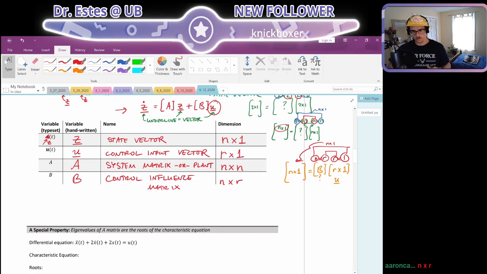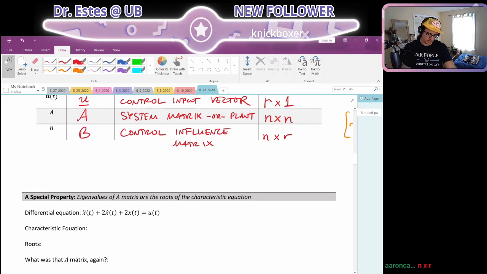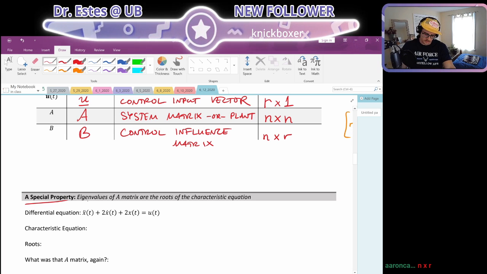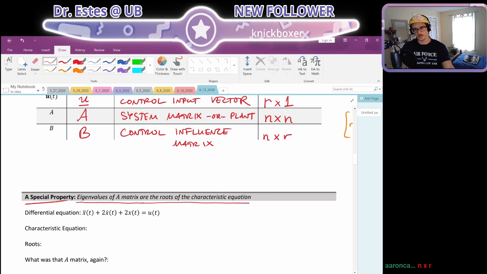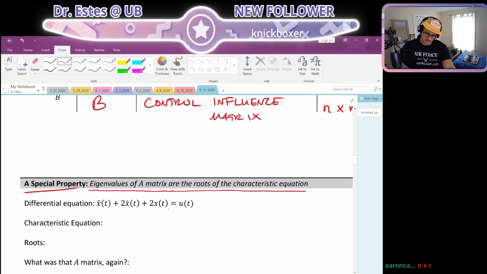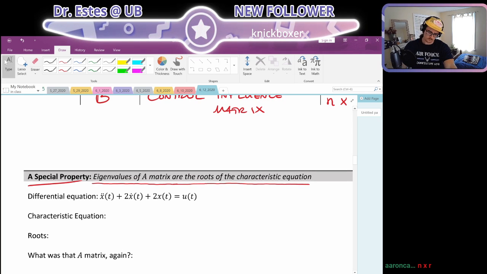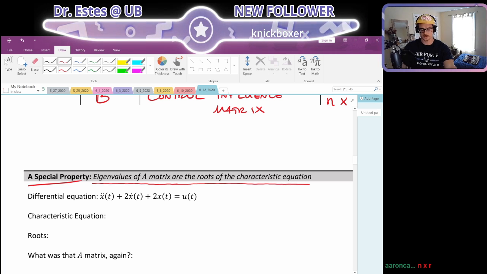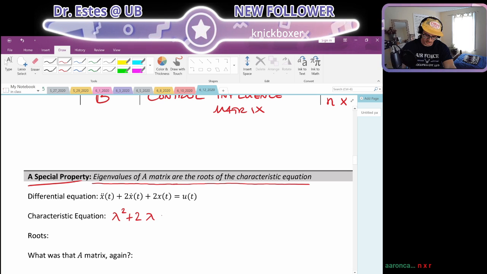Phil asked earlier, what do we use these matrices for? Well, I want to show you the first special property. The eigenvalues of the A matrix are the roots of the characteristic equation. Let's talk about what that means. So this was our second order system. Let's forget about state space for a second. If we wanted to solve this like we've been doing so far in the class, we'd get the characteristic equation, which would be lambda squared plus 2 lambda plus 2 equals 0.